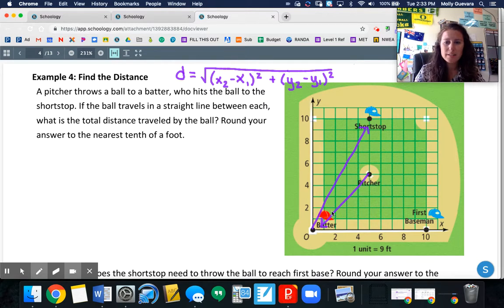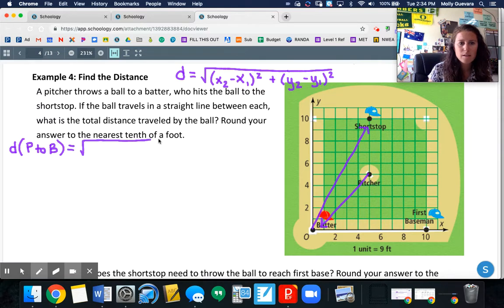So I need to know the distance from the pitcher to the batter, and I need to know the distance from the batter to the shortstop. So I'm going to have to do the distance formula twice. How we distinguish it is we say, okay, what's the distance from the pitcher to the batter? In order to plug things in, I have to know the coordinates. The coordinate of the pitcher is over here, this coordinate right here is 5, 5, and then the batter is 0, 0.